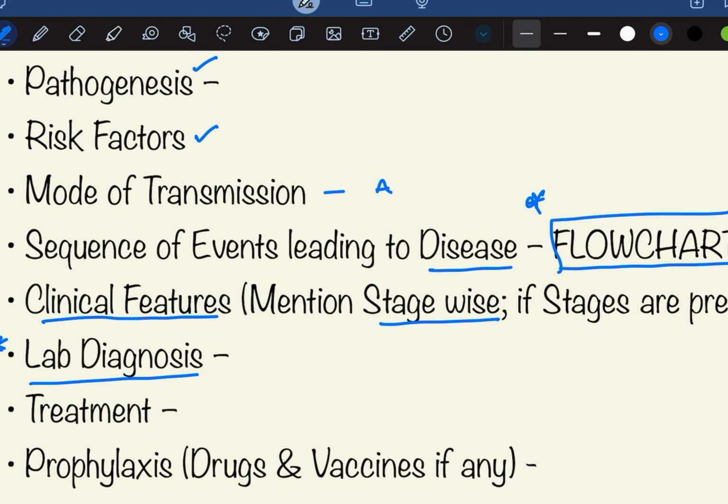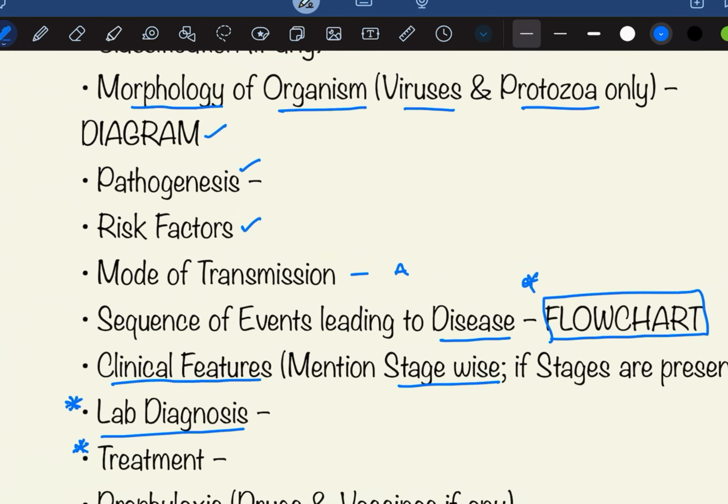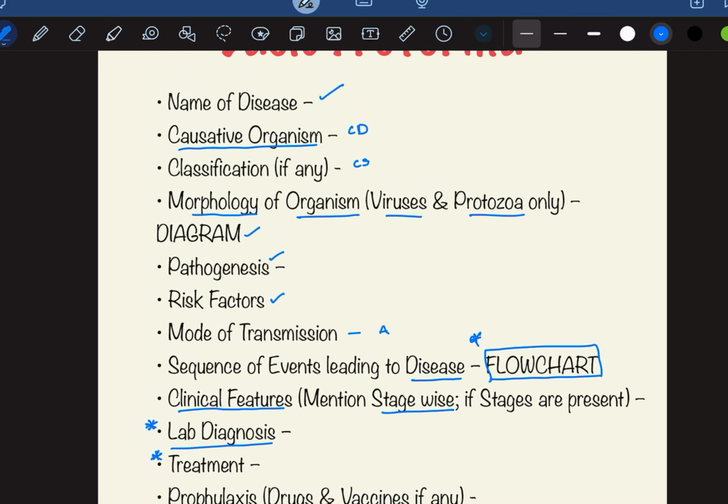Next, what is the treatment? After the treatment, how it should be prevented. The prophylaxis. What are the vaccines, like DPT, pentavalent vaccine? You have to mention them.